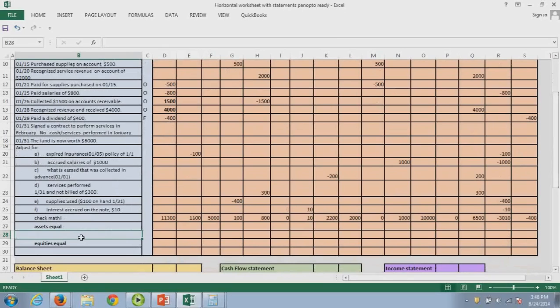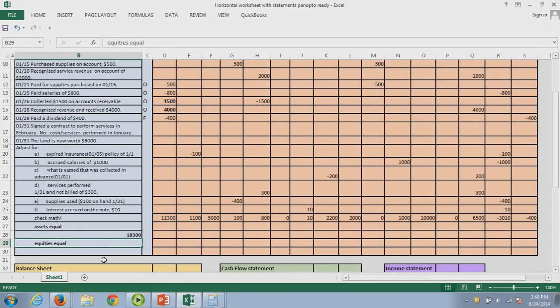Let's check our math. So right here I've got assets equal, equities equal. So I'm going to add up everything on the left side of the equation and see if it equals everything on the right, just to double check at this point. So I'm going to do an auto sum, and I'm going to go through the assets, which should be here. The $10 is the interest payable, so I'm going to stop there.